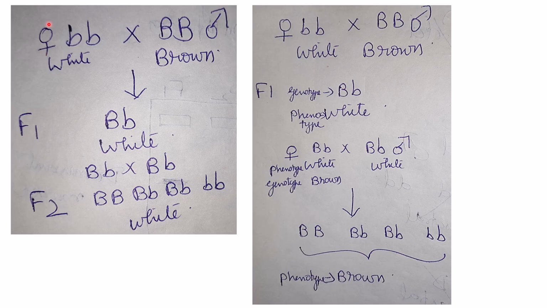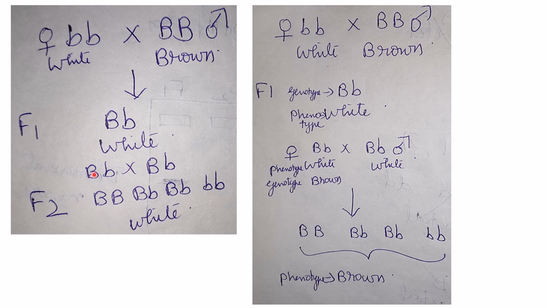See here, the mother is white, the father is brown. You will get an F1 which is white, because even though it is a recessive gene and the father is dominant, you will get white children because the mother is supplying the mitochondria, not the father, so white.